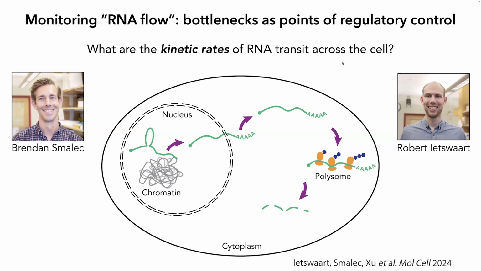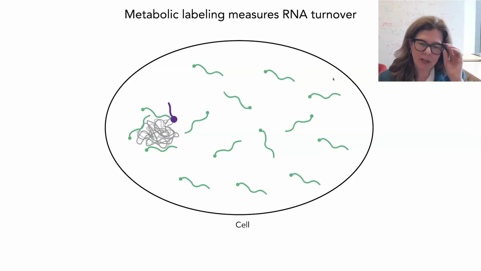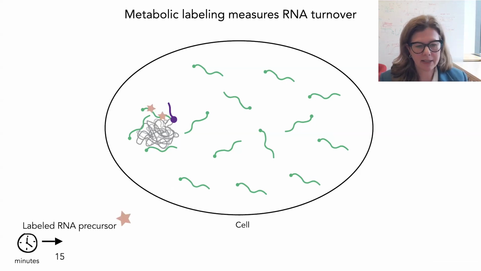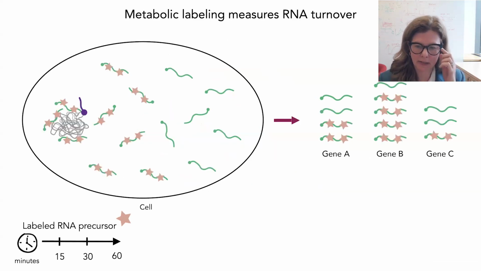And so they set out to answer this question: what are the kinetic rates of RNA transit across the cell, and to measure these rates really precisely. And so we decided to use metabolic labeling because it is a really classic approach for following RNA life cycles. The idea is you use a labeled uridine analog and add this to the cell, and RNA polymerase incorporates this analog into the growing RNA. And then as a function of time, those RNAs proceed throughout their life cycles.